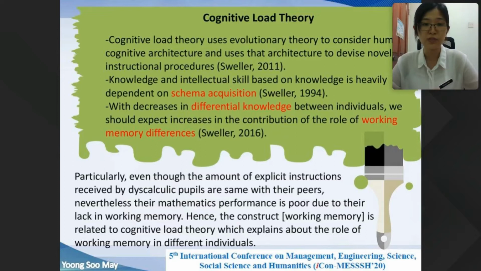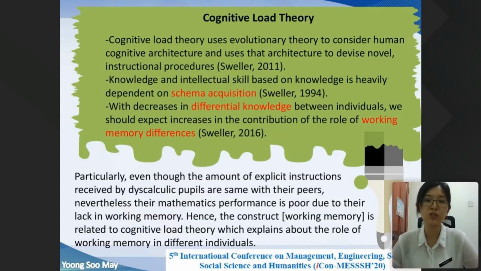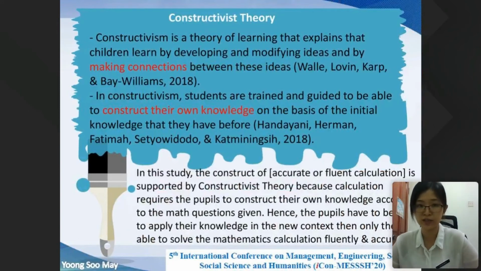With decreases in differential knowledge between individuals, we should expect increases in the contribution of working memory differences. Particularly, even though the amount of explicit instruction received by dyscalculic pupils is the same as their peers, nevertheless, their mathematics performance is poor due to their lack of working memory. Hence, the construct of working memory is related to cognitive load theory, which explains the role of working memory in different individuals.